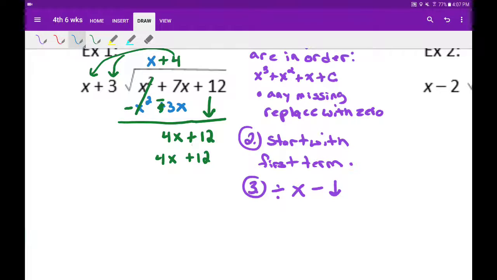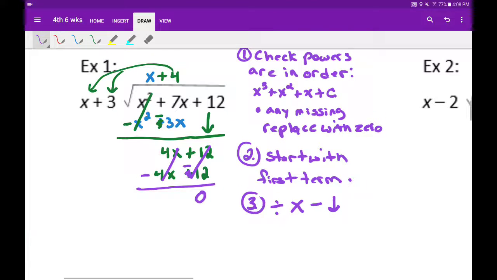And then we go to subtract, we change our signs. Change, change. And what we notice is that everything cancels. We have a remainder of 0. If there's a remainder of 0, we stop there. And this is our solution up here.